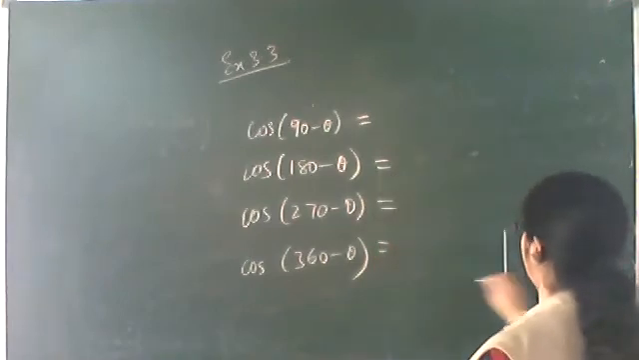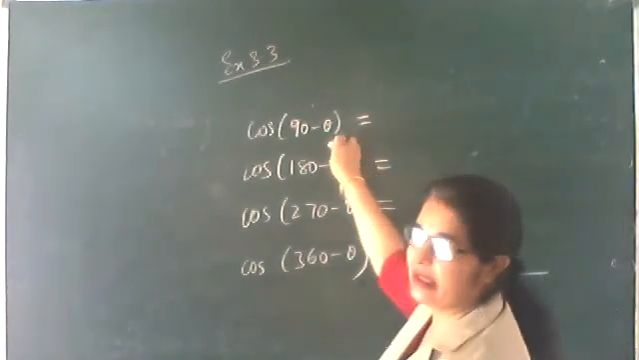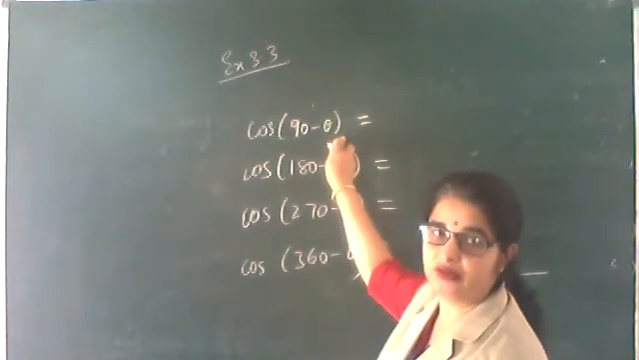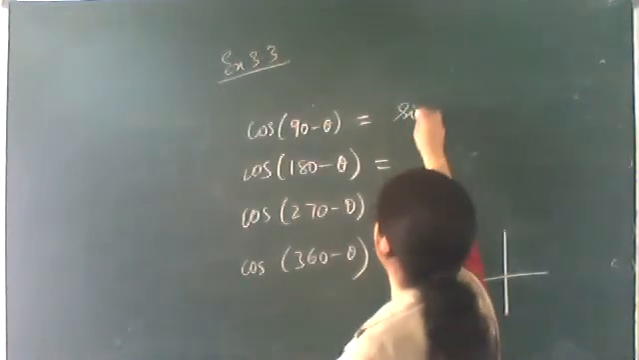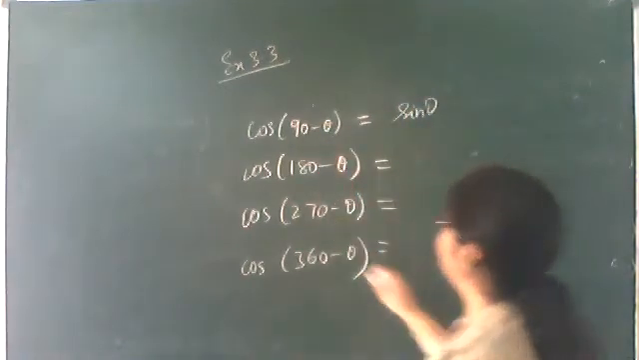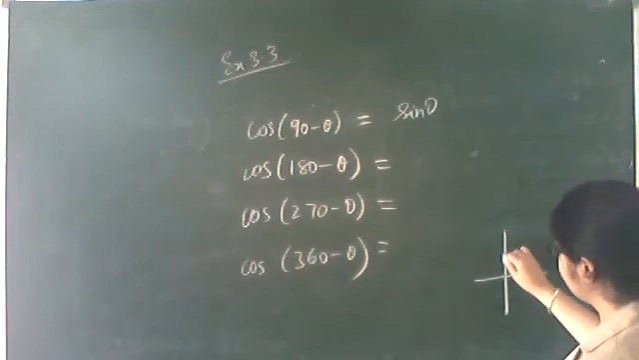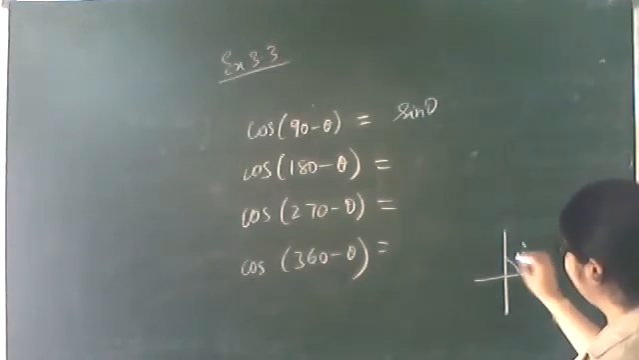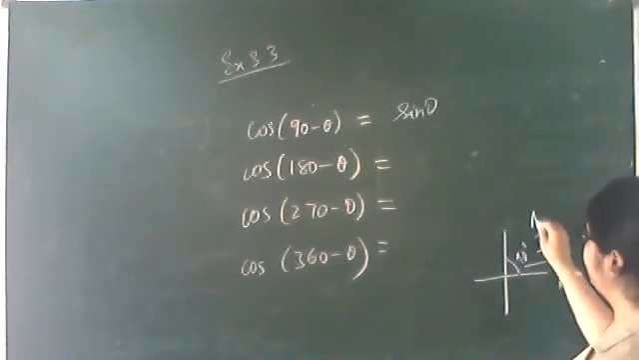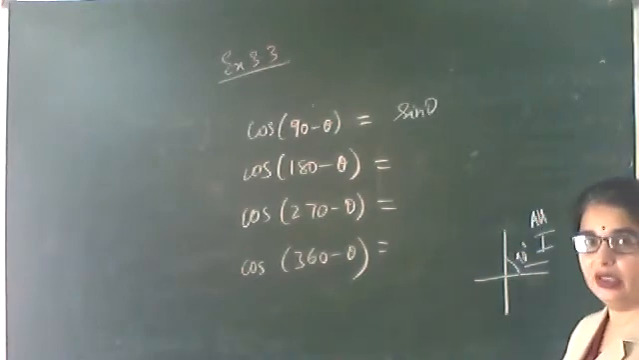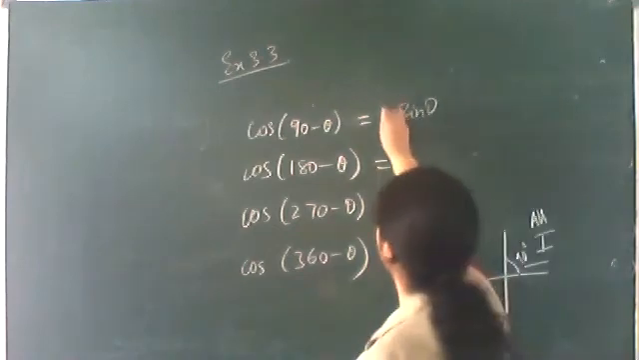Just see. I told you in 90 minus, 90 plus, there is change. Change means what? Cos will change to sine. So it will be sine theta. Now cos 90 minus theta, where will it lie? This angle is 90 degree. So 90 minus theta means it will lie somewhere here in the first quadrant. And in the first quadrant, all are positive. So it will be plus sine theta.